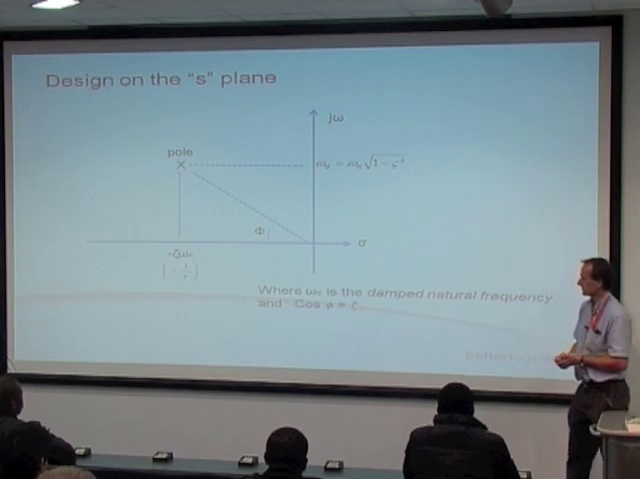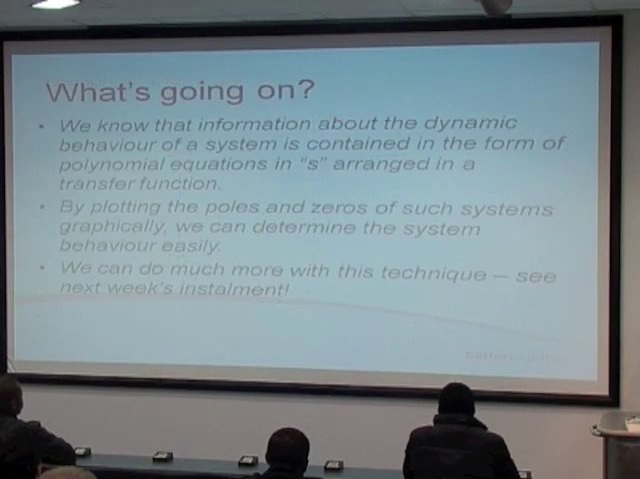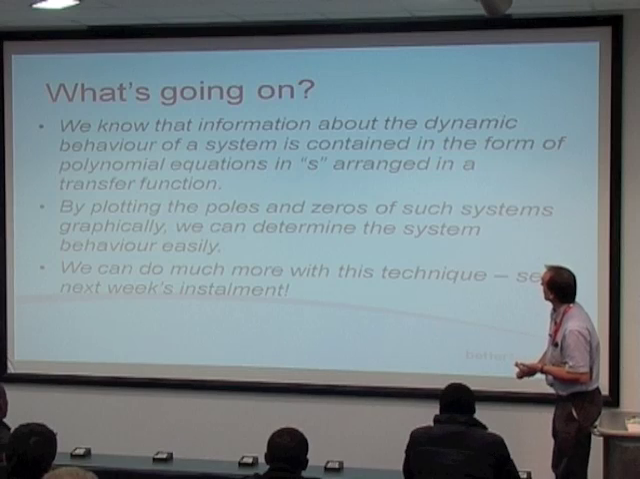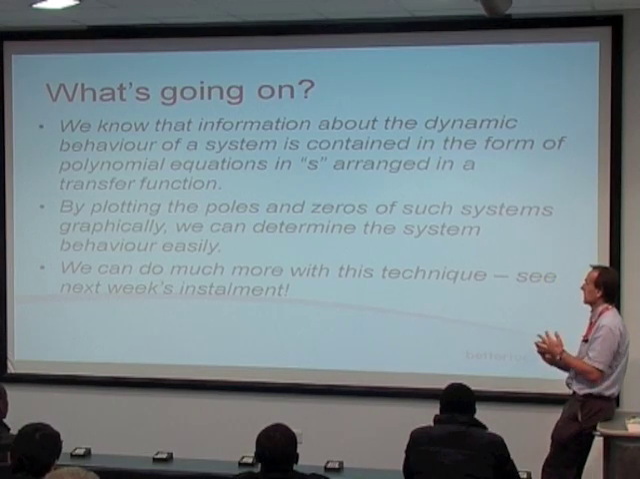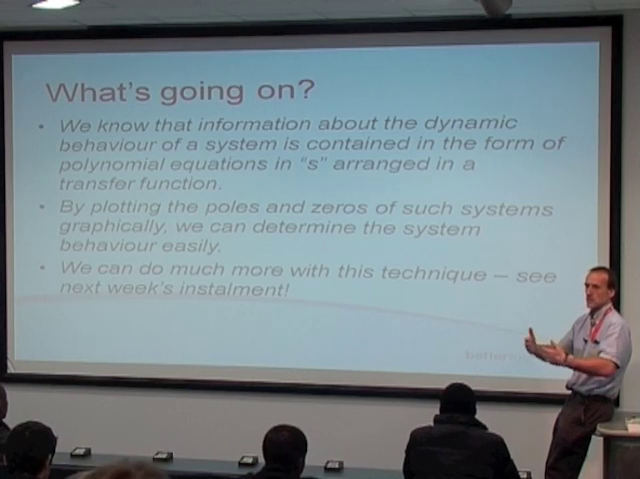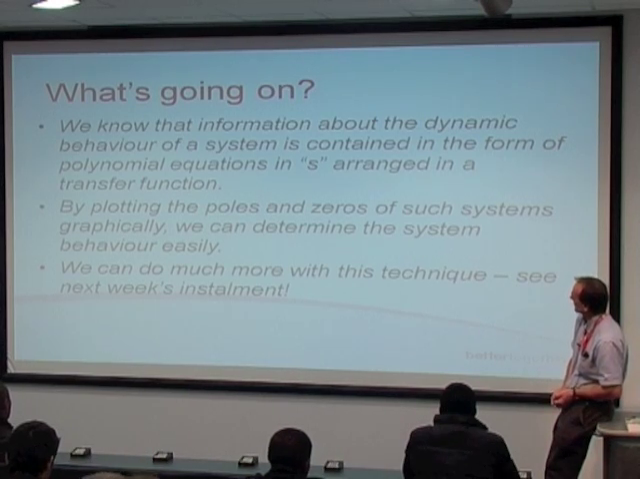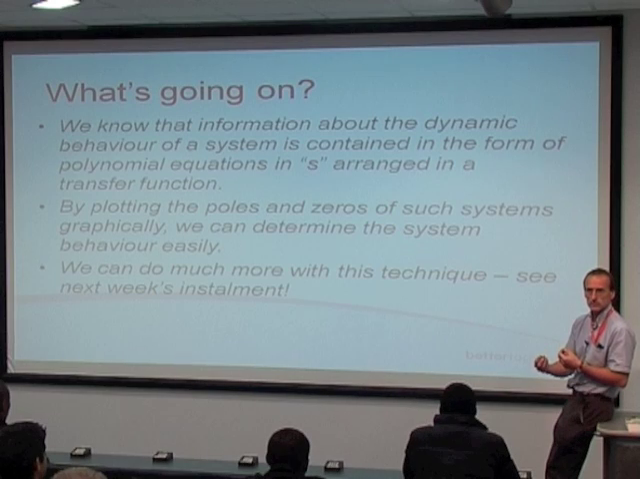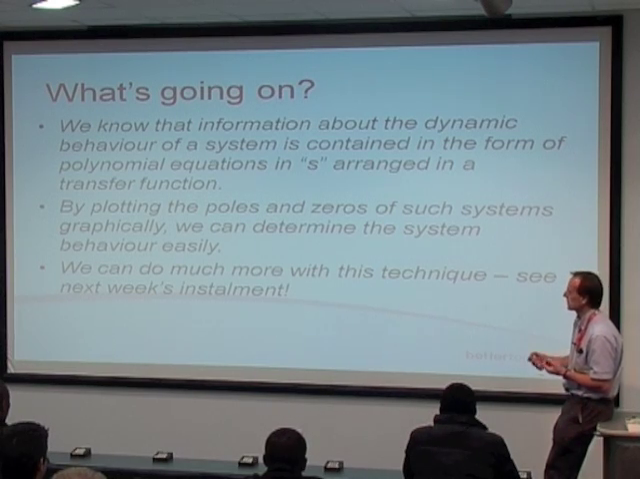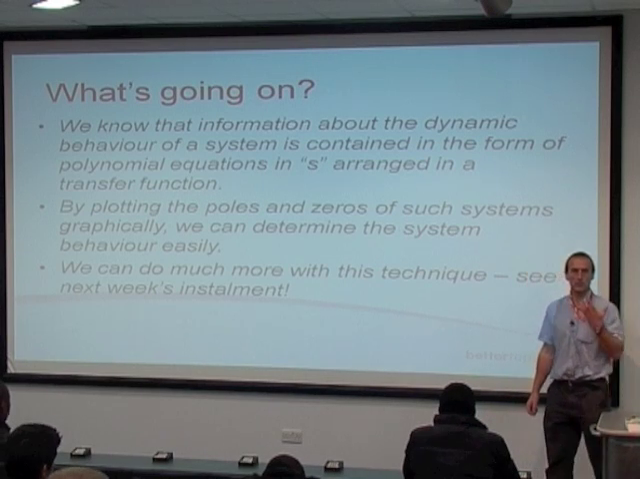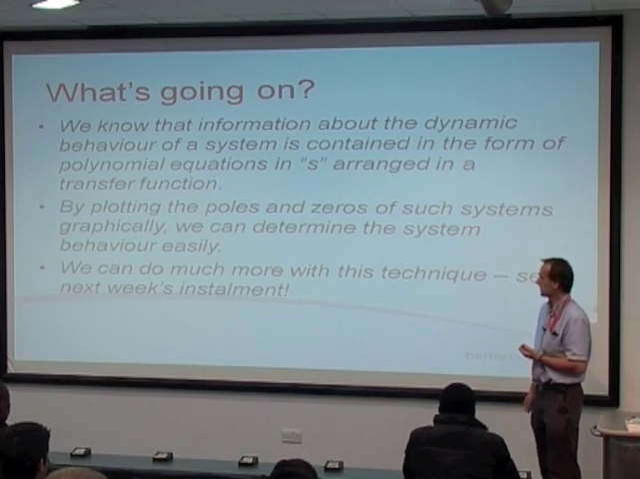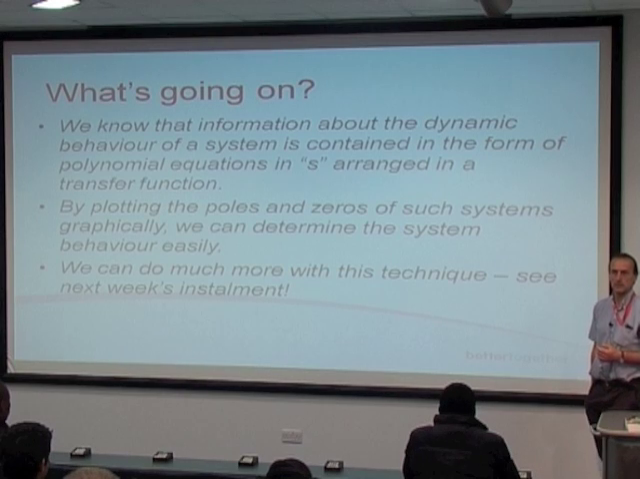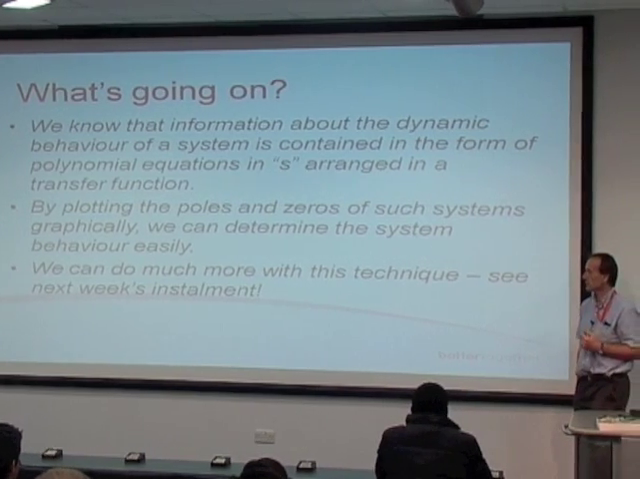So using the S-plane as a design tool to decide where you want the poles to be is actually quite straightforward. What do we know? We know that the information about the dynamic behavior of systems is contained in polynomial equations expressed as a transfer function. By plotting the values of S that give me poles and that give me zeros, we can determine the system behavior quite easily from a picture. It's a graphical way of looking at it. We can do a whole lot more with this technique, which I'll go further into next time.